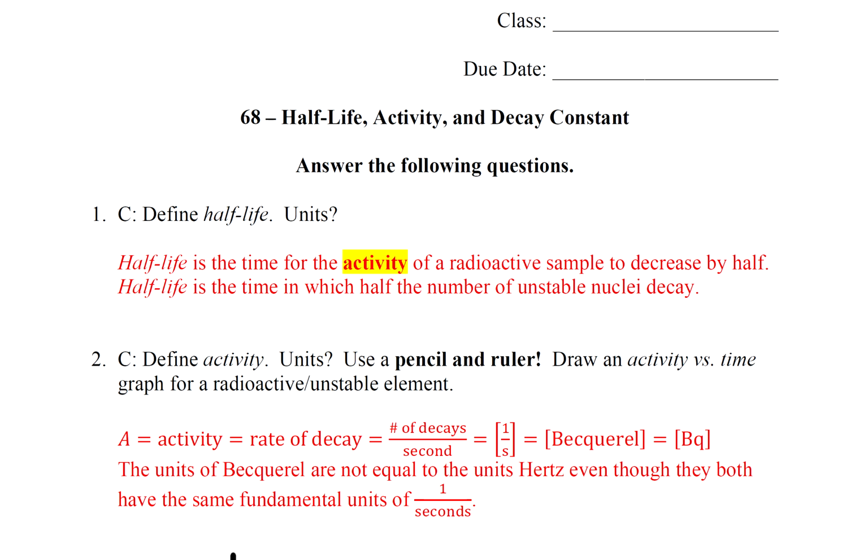Question 14. What is the meaning in units for activity A? Describe and define the variables in the equation. A equals lambda N equals lambda N sub 0 e to the minus lambda t. Activity A is the rate of decay. The units of the activity A are disintegrations per second, or 1 over seconds, or becquerels, Bq.